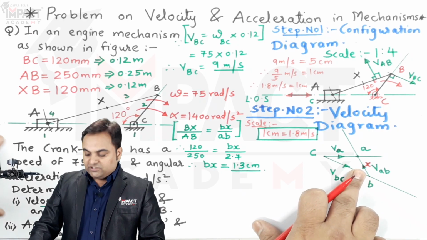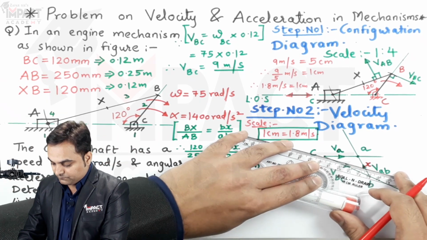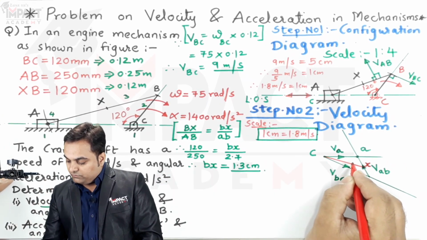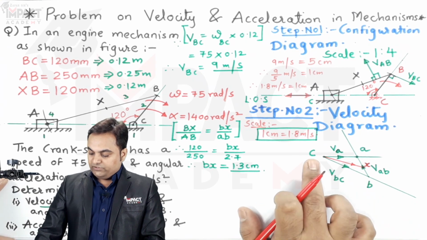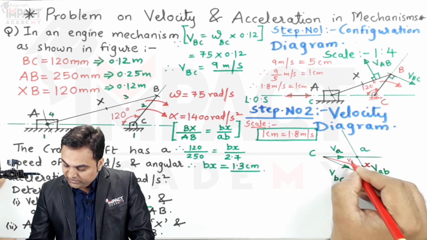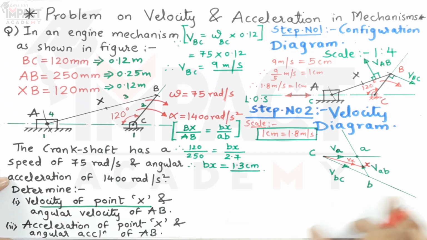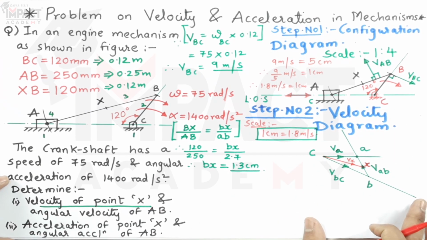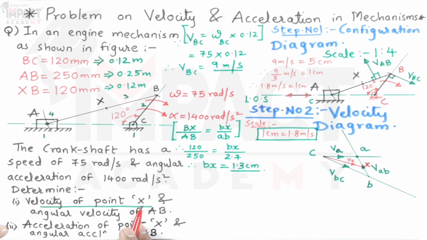Next, joining this point X with respect to the fixed point C. And now this indicates the velocity of point X with respect to point C. So I can write down this is Vx, the velocity of point X. And after that, once we have reached up till here, this velocity diagram gets completed. Now we'll see what is asked in the question. We have to find the velocity of point X.